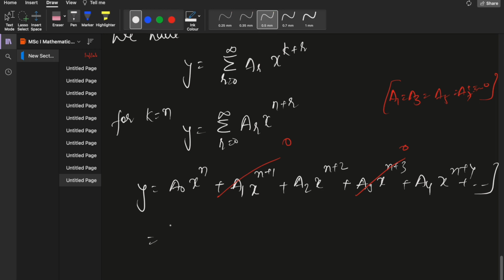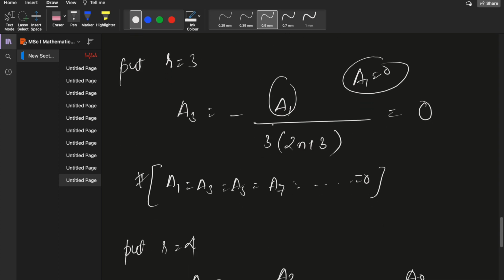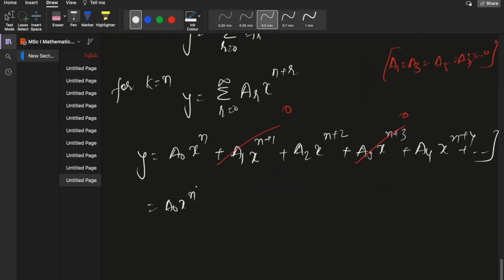So first term a0 x to the power n. For a2, I know a2 is how much? a2 is minus a0 upon 2 times (2n plus 2). So this is minus a0 upon 2 dot (2n plus 2) x to the power n plus 2.